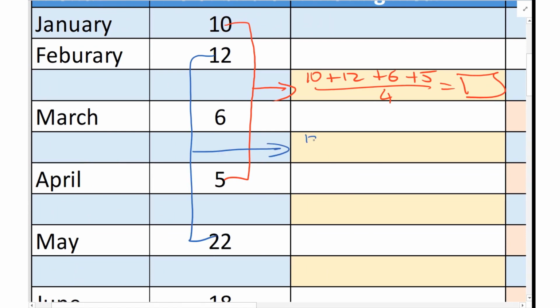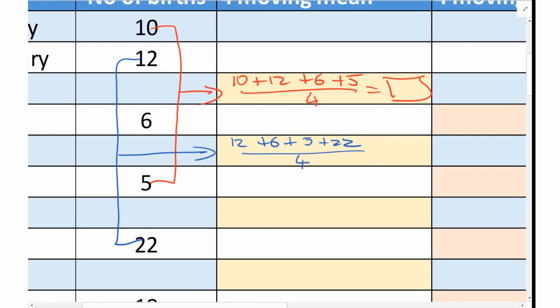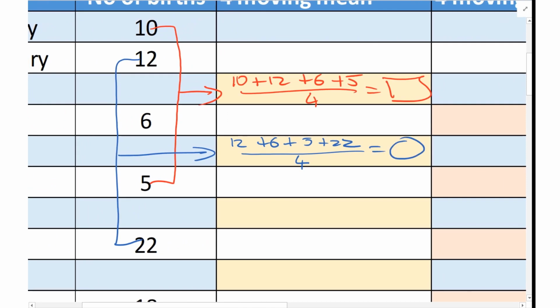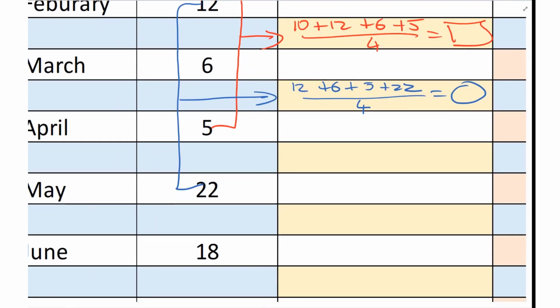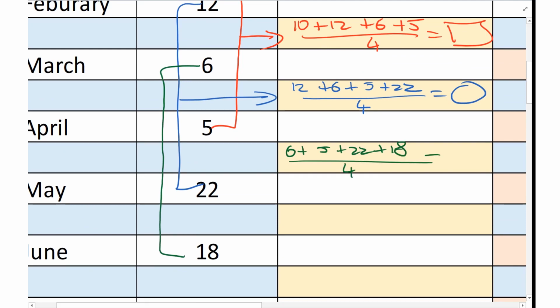So I'm going to go 12 plus 6 plus 5 plus 22. And guess what I'm going to divide by? It will be 4. And that equals a certain value. And let's do one more. I'm going to go 6 plus 5 plus 22 plus 18 divided by 4.